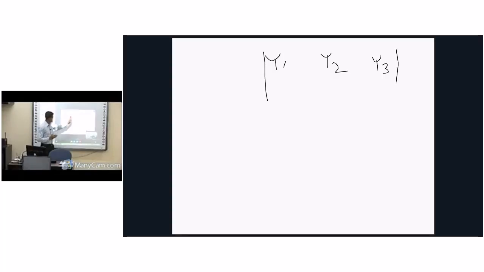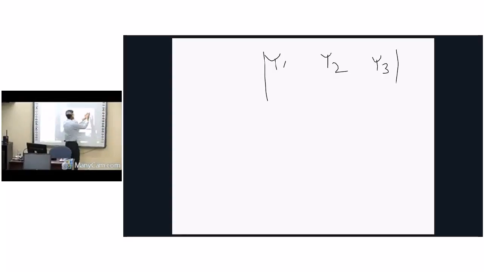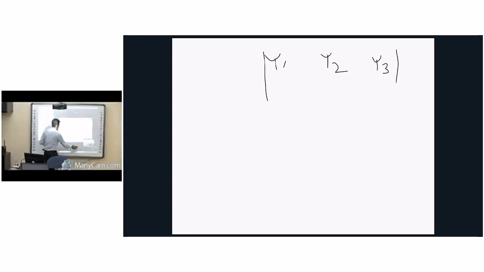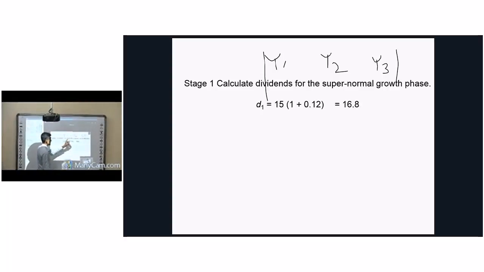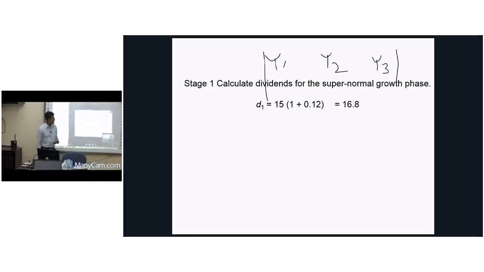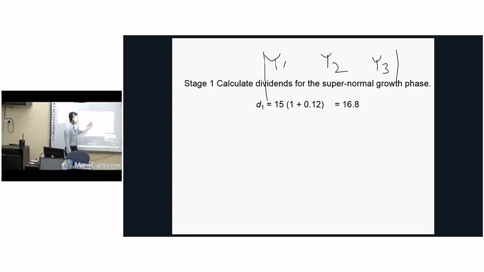So for those 3 years we need to calculate separately and get the present values, and from year 3 onwards it grows at 7%. So we need to do a separate calculation for that. So how do we do that? Let's calculate for year 1. The growth rate is 12%, 15 pence is D0, today's dividend. So we expect D1 to pay 16.8.